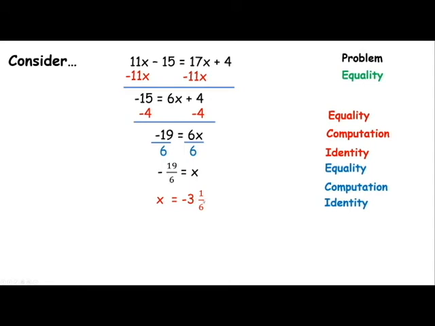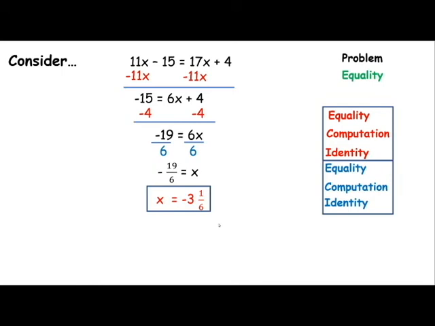19/6 is 3 1/6 as a mixed number, and then I use the symmetric property to switch which side of the equal sign things were on. Remember, the symmetric property says that if two things are equal, they're equal regardless of which side of the equal sign they are on. Again, equality, computation, identity, equality, computation, identity.